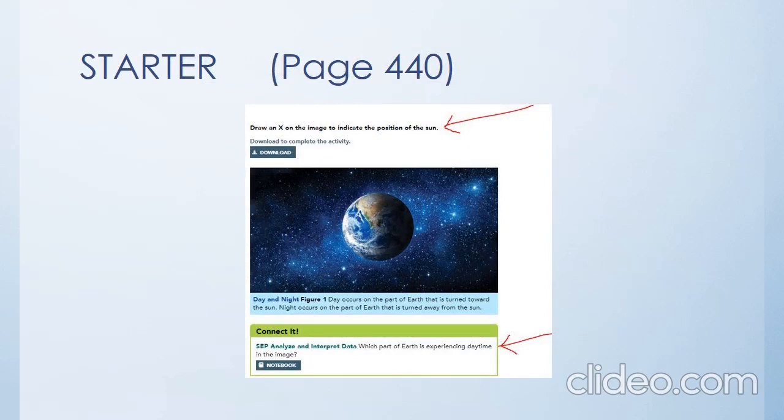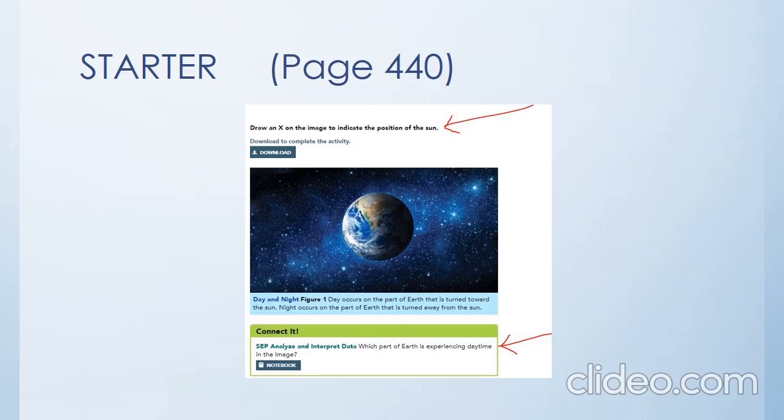Turn your textbook to page 440, you have a picture, and we all know what's showing. That's the Earth. First of all, you have to draw an X on the image that indicates the position of the sun. As you can see here, there is a side that is lit, there is a side that is dark. So draw an X on the image to indicate the position of the sun.